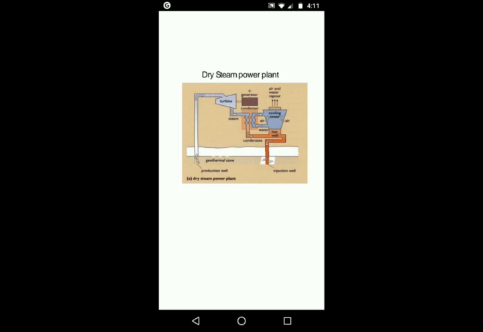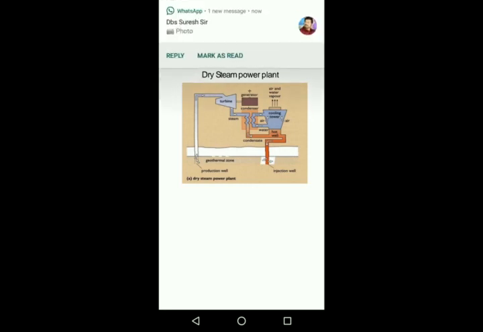Here the condenser is connected to the cooling tower. From this cooling tower, it is again a recycling process, the water is cooled, and then it goes to the injection valve.